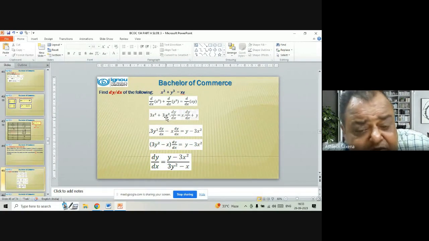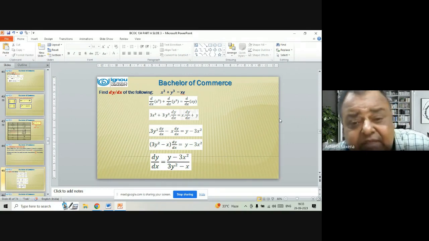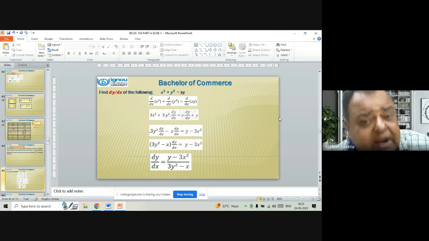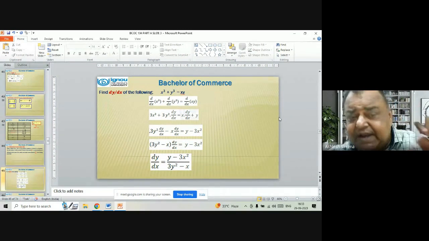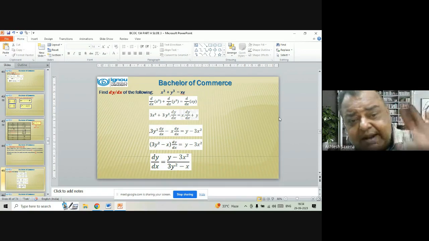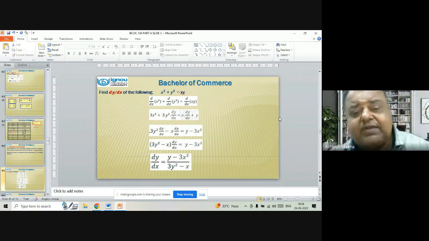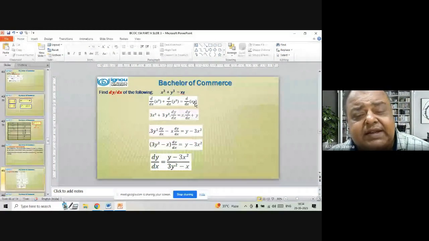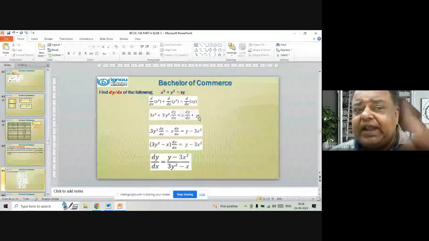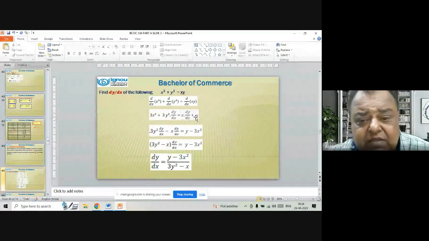We get 3y square, but keep one thing in mind. While you are solving y cube, its derivative will be 3y square times dy by dx. Wherever you are getting y, you have to differentiate it, then multiply it by dy by dx. On the right hand side, we have two functions in product. First function as it is, derivative of second function y in terms of x is dy by dx, plus second function as it is, derivative of first function x. Derivative of x is 1, so we will be left with y.